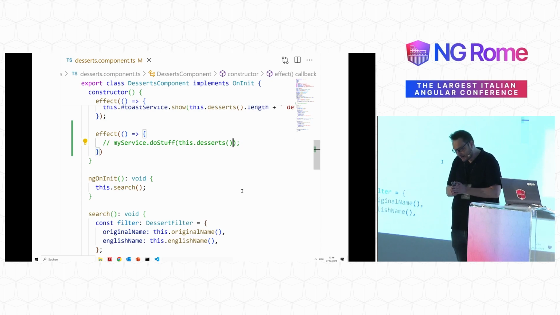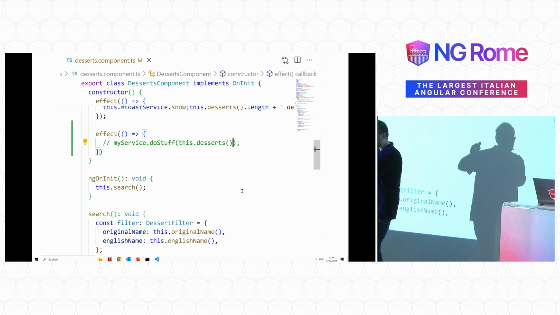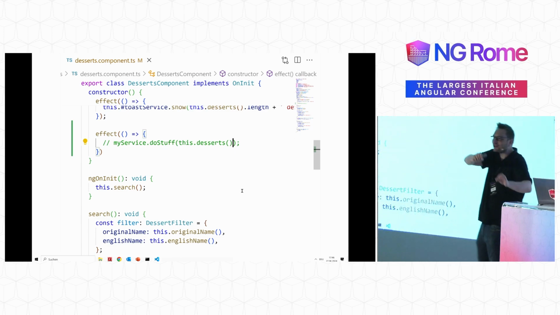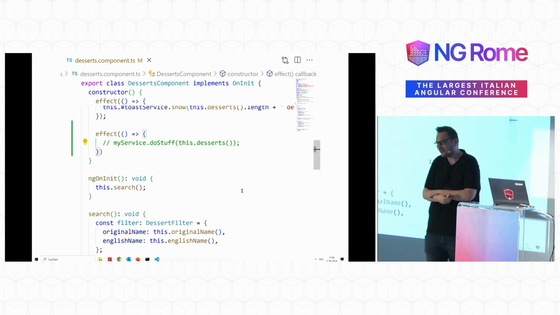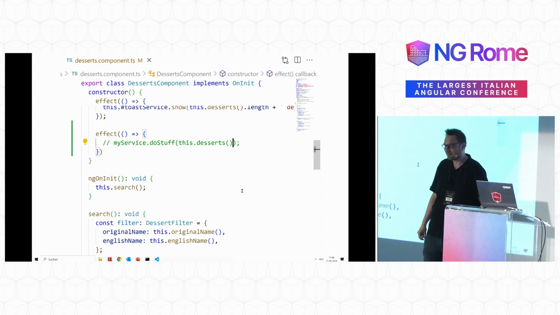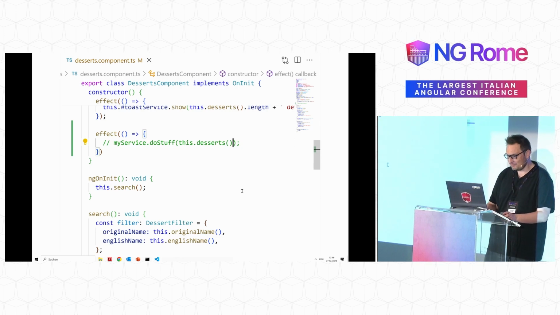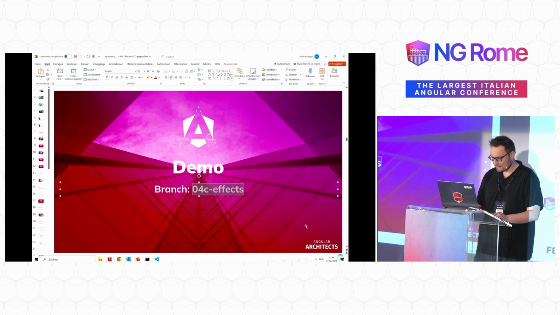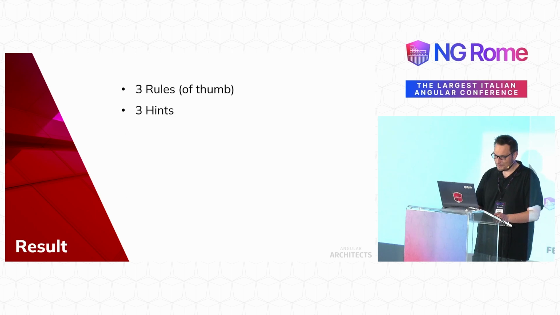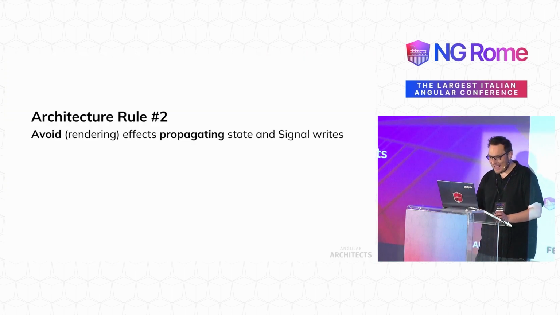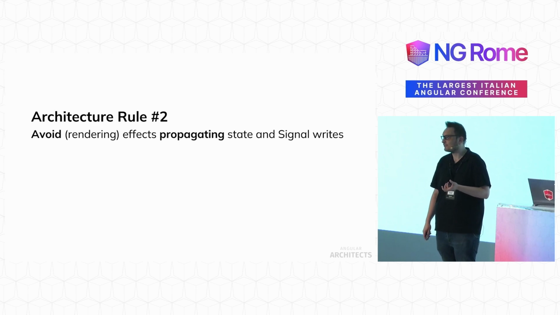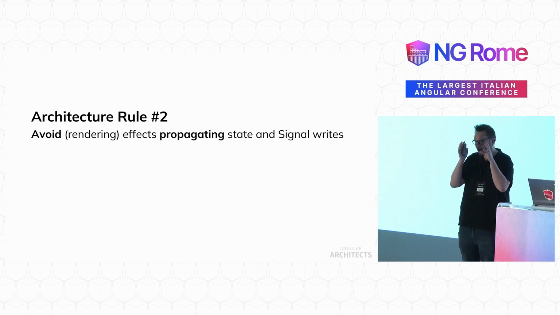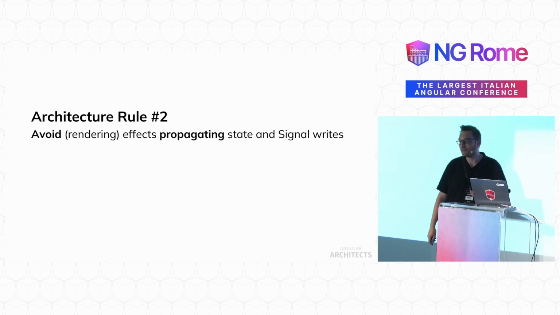Because if we write code like this, we have the situation that we change something here, and this change leads to another change, that leads to another change, that leads to another change, and if we have bad luck, it leads to the first change. And this is then a cycle and something that is not necessarily a good idea for performance, and it's also not necessarily a good idea when it comes to maintainability. So for this very situation, we need something else. And this leads me to my second rule, which is: avoid rendering effects propagating state and signal writes. Because you can end up with cycles or just several effects that occur in a row and that are not maintainable anymore.